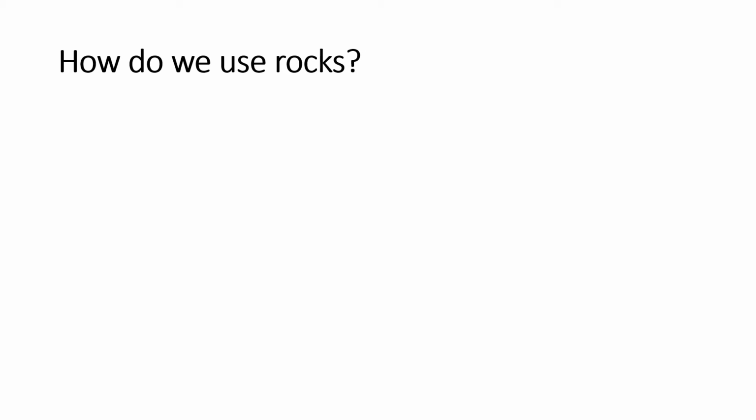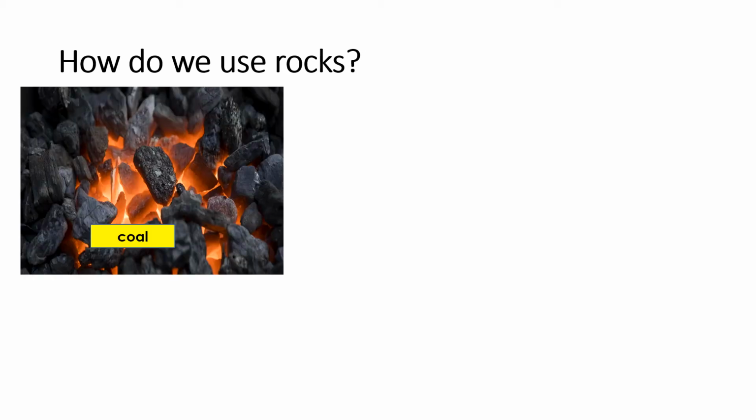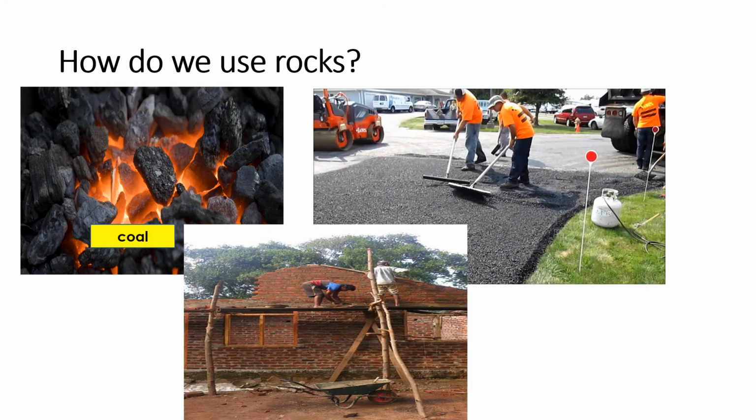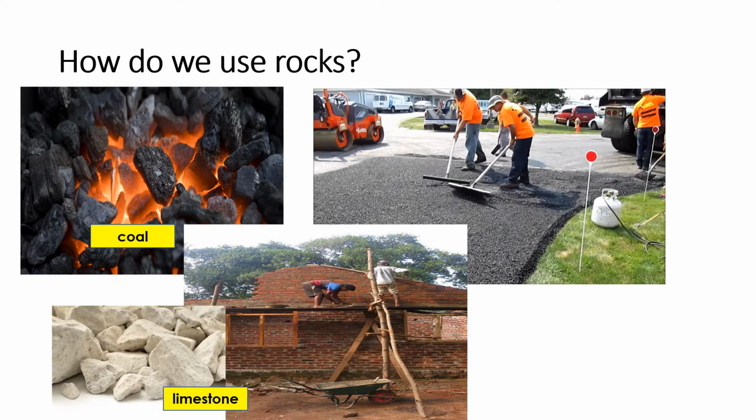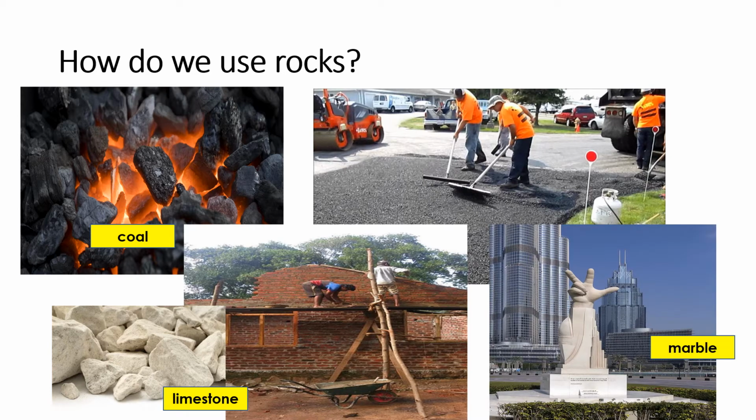We use rocks in many ways. Coal is a rock. We burn coal for heat. We use rocks to build roads and houses. Limestone is used to make cement. Many statues and memorials are made of marble. Marble is a hard rock. It can be carved.